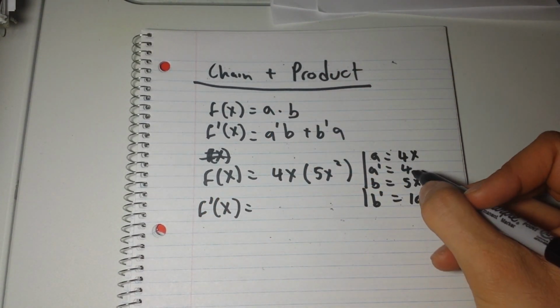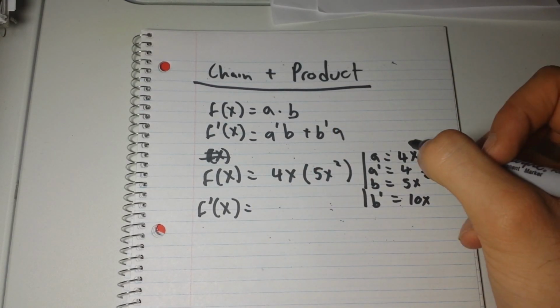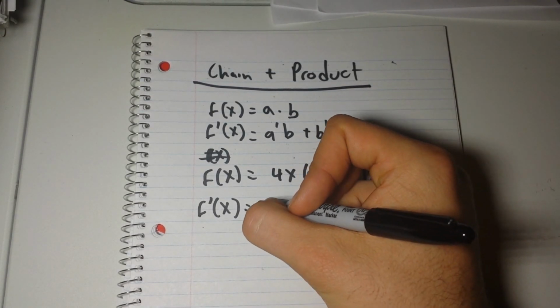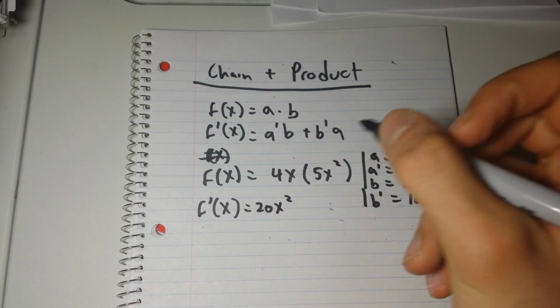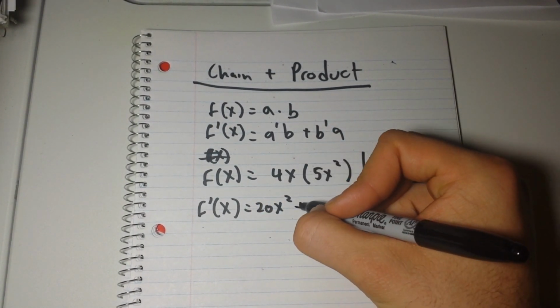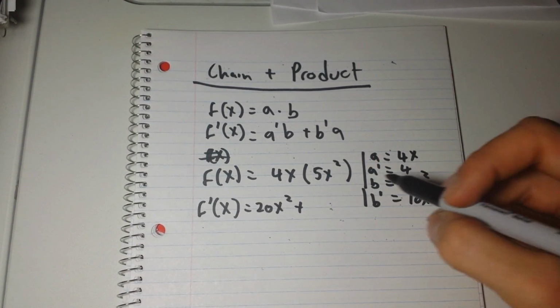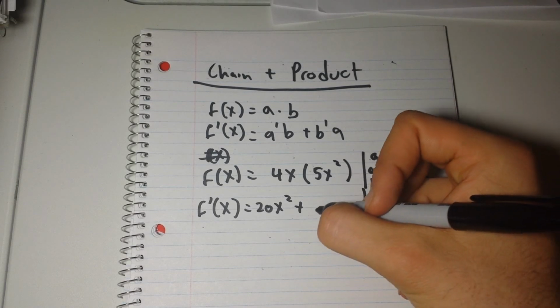And we can take our derivative right here. A prime b, so we find our 4 times b. So this will be 4 times 5x squared, so this will be 20x squared, right? A prime b, 4 times 5x squared, plus b prime, which will be 10x times a. So 10 times 4x will also be 20x squared. Would you look at that?